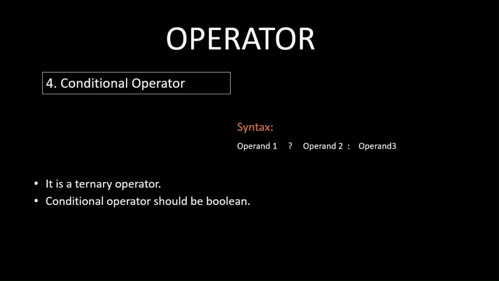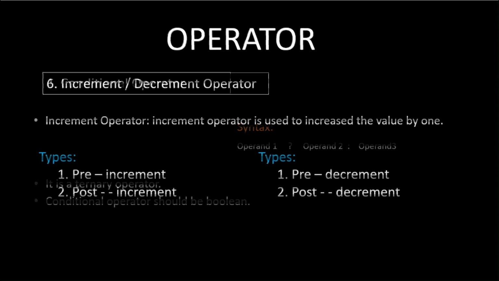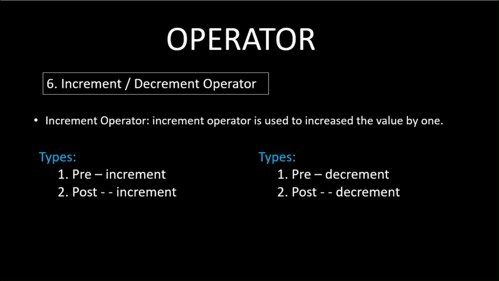So the next one is increment and decrement operators. Let's discuss that also. The increment operator is used to increase the value by 1. There are two types of increment operators: pre-increment and post-increment. And we also have decrement operators, which also have two types: pre-decrement and post-decrement.